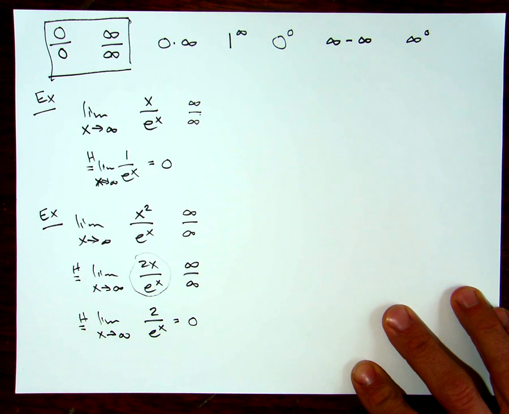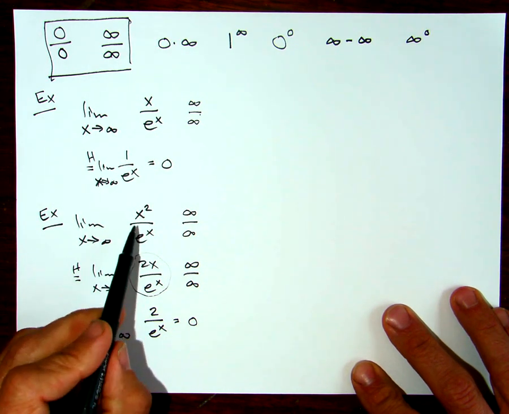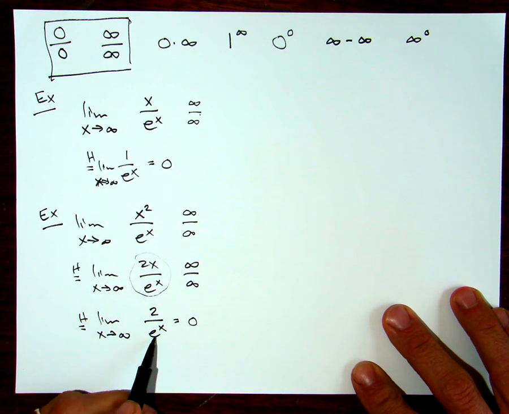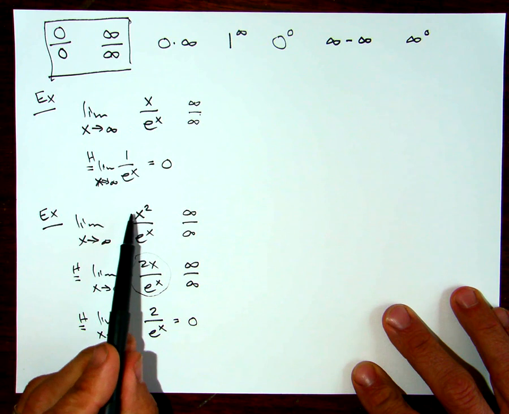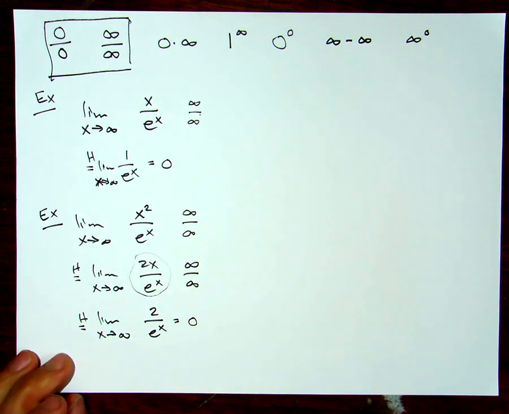And in fact, we could show that for x to the n over e to the x, it doesn't matter what n is, because when I keep applying L'Hopital's rule to e to the x, I will always get e to the x, and every time I apply the derivative to x to the n, it gets 1 degree lower, 1 degree lower, 1 degree lower, and it'll end up being a constant.